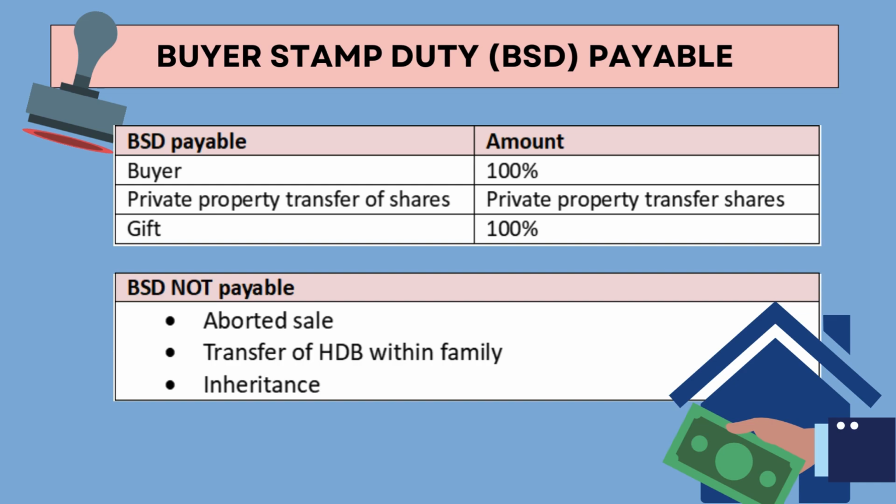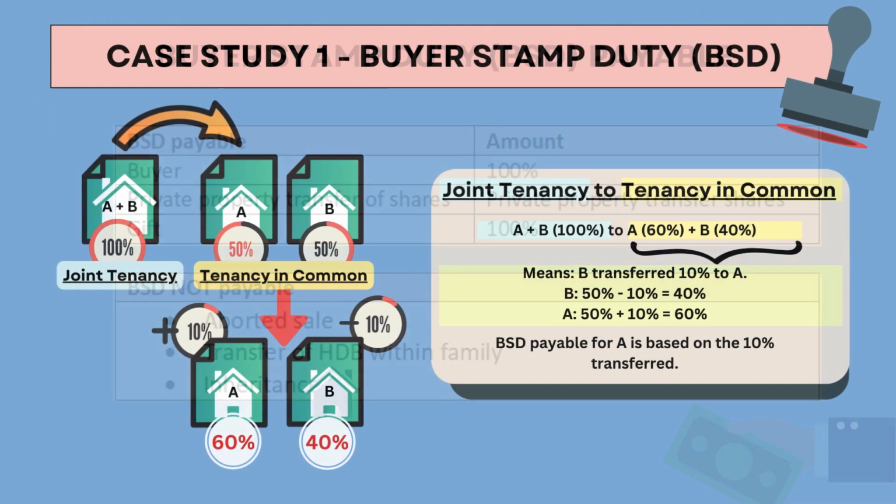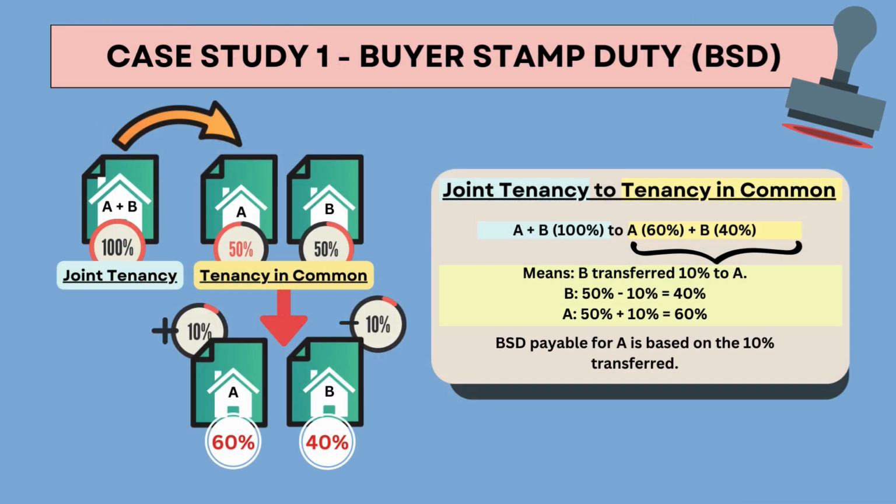Buyer stamp duty is not payable when there is an aborted sale, a transfer within family for an HDB, and lastly through inheritance. First case study, on the change of holding from joint tenancy to tenancy in common.